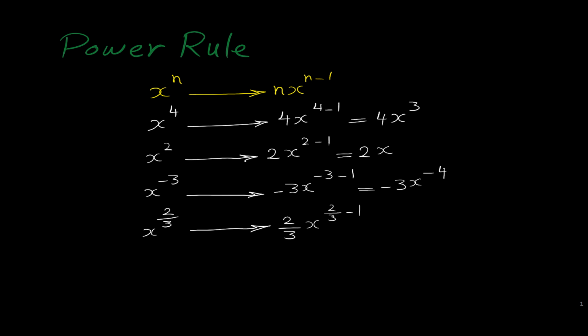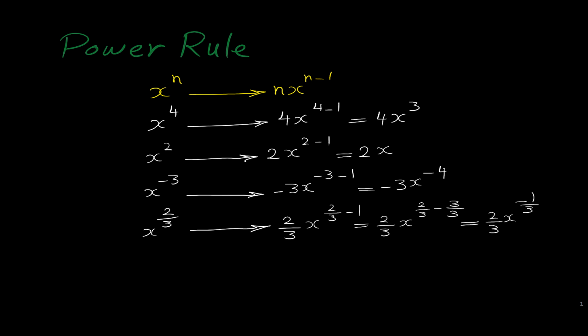To simplify 2/3 minus 1, we have to do a simple common denominator. 2 over 3 minus 3 over 3. The denominators now are the same. We subtract numerators. 2 minus 3 is minus 1. So we can write our derivative as 2/3 x to the negative 1 over 3. So derivative of the expression x to the 2 over 3 is 2 over 3 x to the negative 1 over 3.